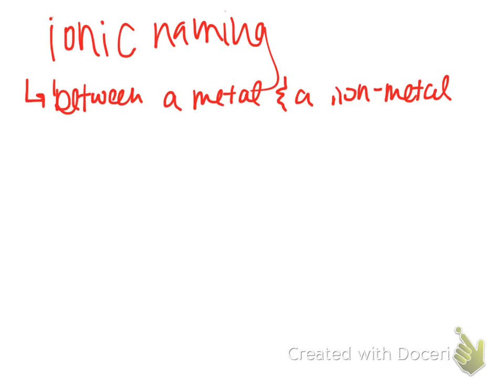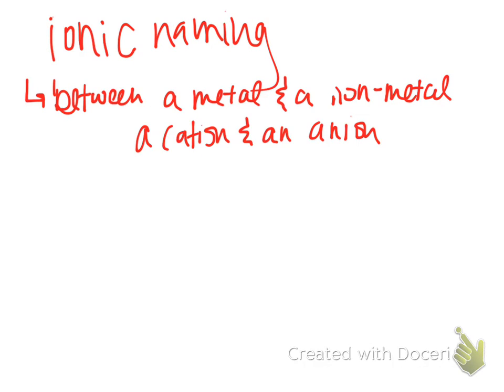Okay? And more specifically, I want you to think about it in terms of a cation and an anion. Look at the periodic table. Where are the metals found? On the left side, and nonmetals are found on the right side. So another way we can explain that is in terms of a cation bonded to an anion.